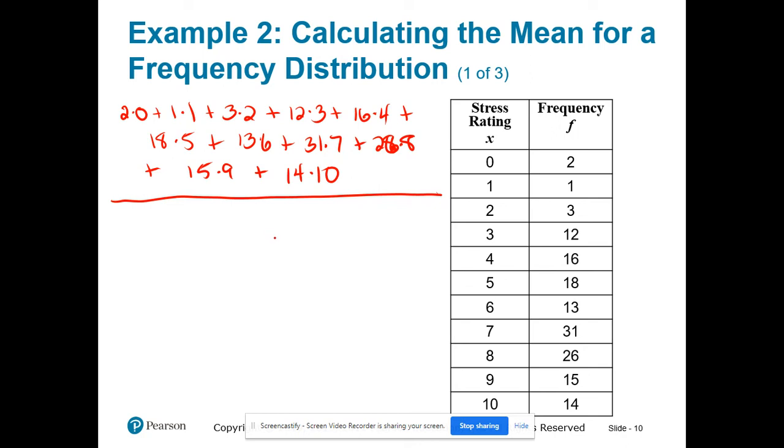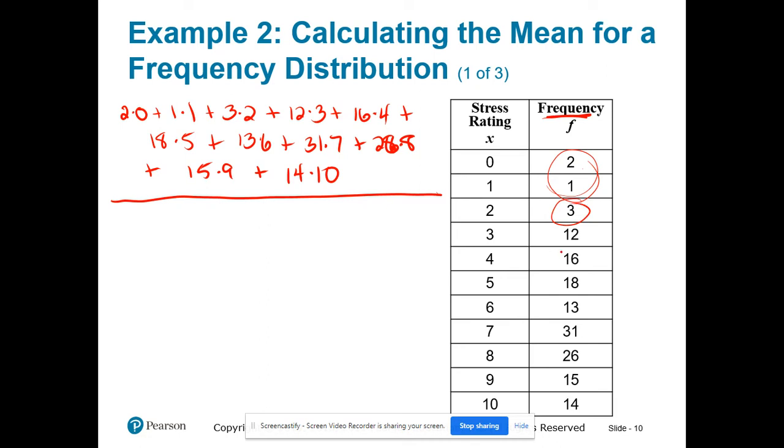And a lot of students mess this up. So when you're figuring out how many numbers you have, do not say I have 1, 2, 3, 4, 5, 6, 7, 8, 9, 10, 11 numbers. That's not how it works. Remember the frequency. This is how many zeros I have. I've got 2 zeros and I have 1 one. So right now I've got 3 numbers.